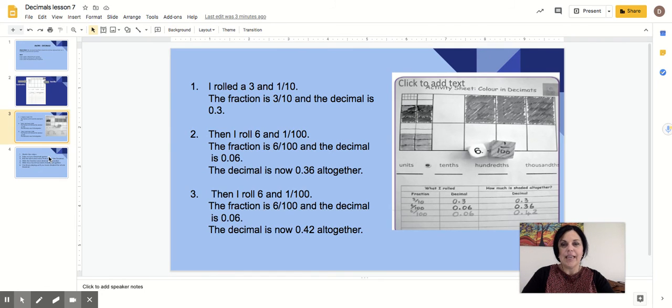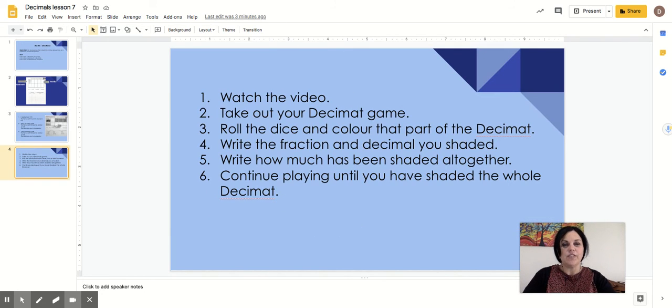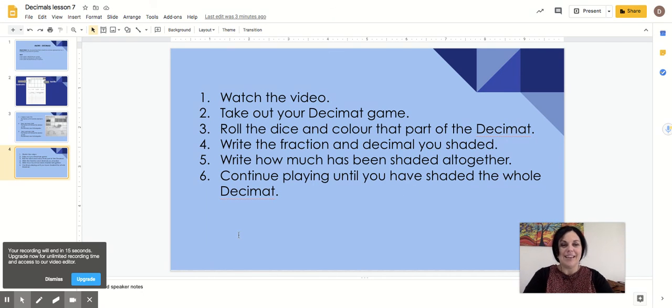All right. Here are your instructions for today. Number 1, watch this video. Number 2, take out the decimat game. Number 3, roll the dice and colour that part of the decimat. Write the fraction and the decimal you shaded. So you need to shade that part on the decimat. Write how much has been shaded altogether. So you need to add the amounts together so that you have a running total. And then you continue playing until you've shaded the whole decimat.